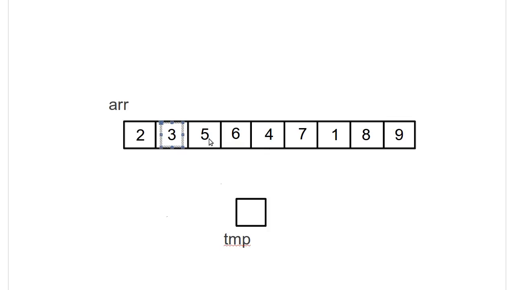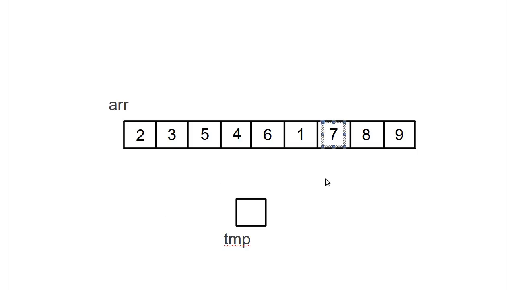3 does come before 5, 5 does come before 6, 6 does not come before 4. So the 6 moves down, the 4 moves over, and the 6 moves up. 6 does come before 7, but 7 does not come before 1. So the 7 moves down, the 1 moves over, and the 7 moves up. I've now completed my third pass.